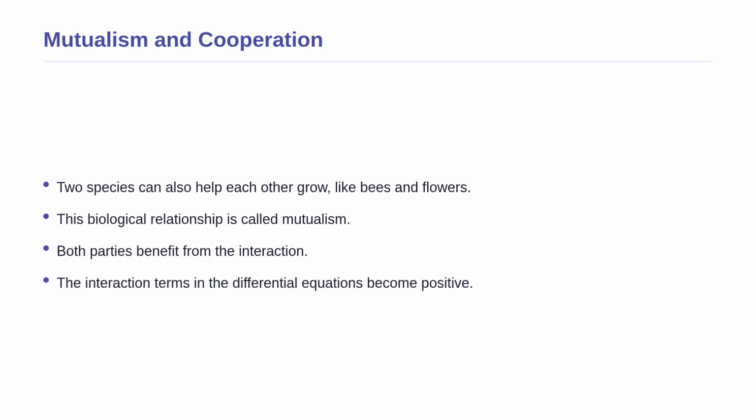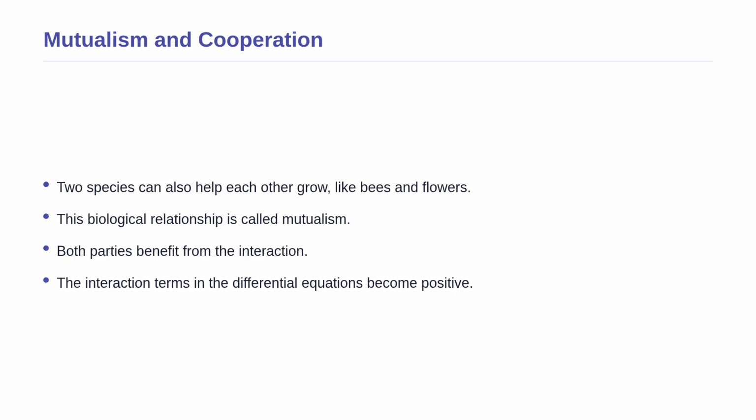What if the species actually help each other grow? Think of bees and flowers. This biological relationship is called mutualism, where both parties benefit from the interaction. Because they help each other, the mathematical structure of our model changes.